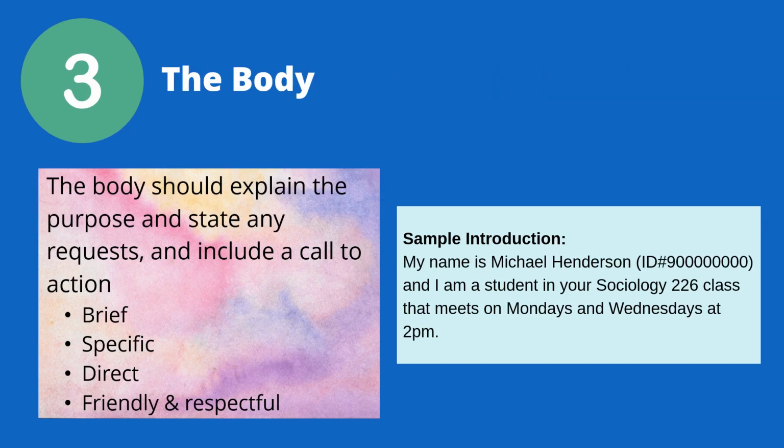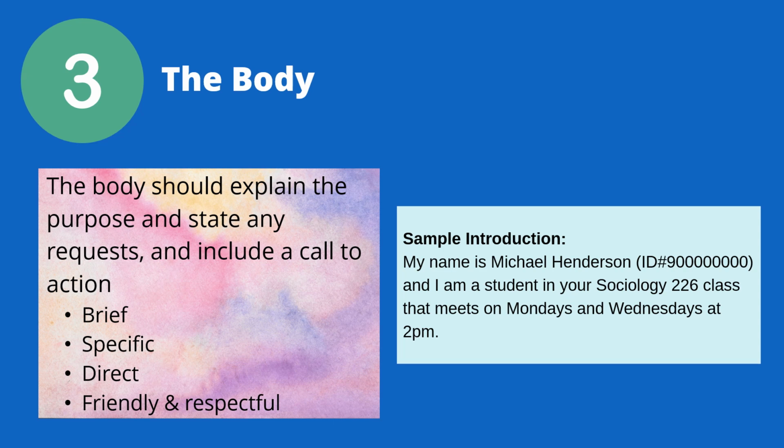Step three is the body of the email. The body of an email must have a clear and specific purpose, such as getting an answer to a question or giving your professor an update about your status in the class. People will be more inclined to read your email if it has a clear purpose, and they are less likely to miss critical information.